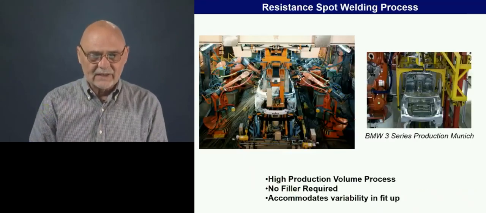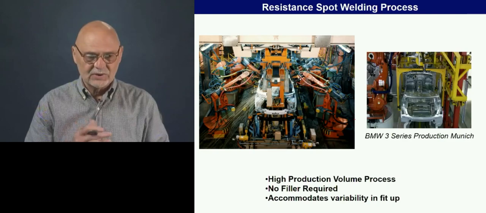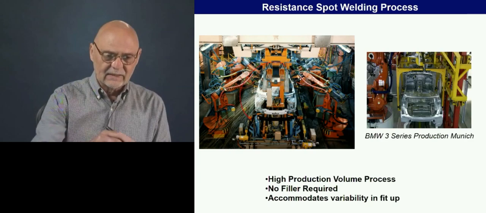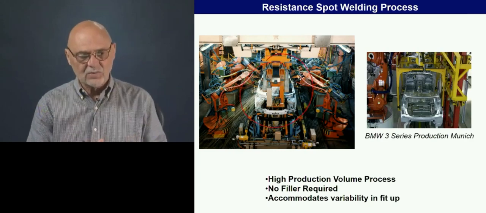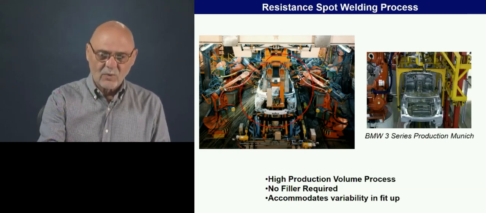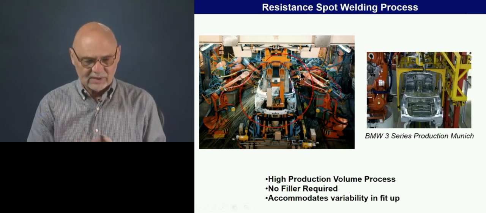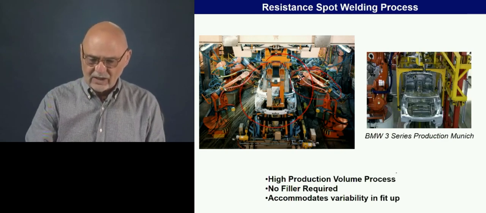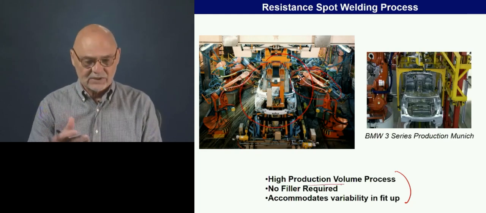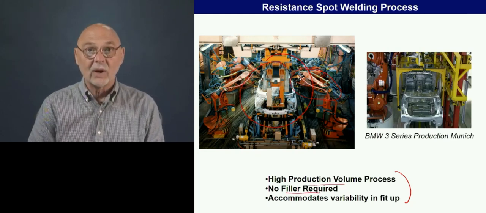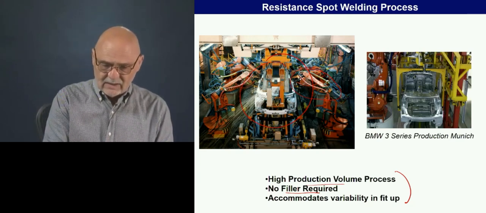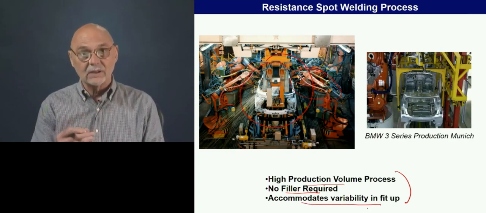Okay. So resistance spot welding is used for automotive construction, and here we're seeing a framing station where the sides, top and the bottom of the car come together, and you see a lot of robotic spot welders pulling that all together. The reason spot welds are used is primarily that they are a high production rate process. There's no filler required as it would be in arc welding, for example. And also the process accommodates some variability in the fit up.